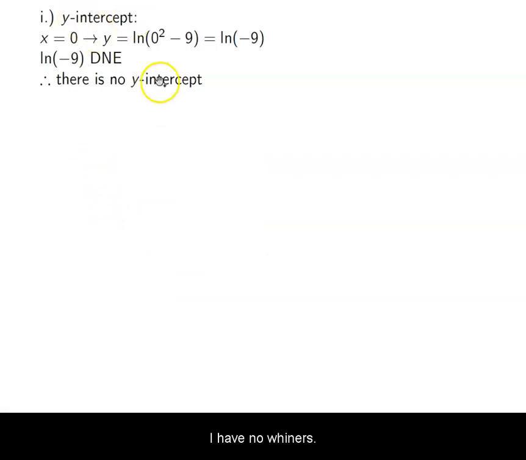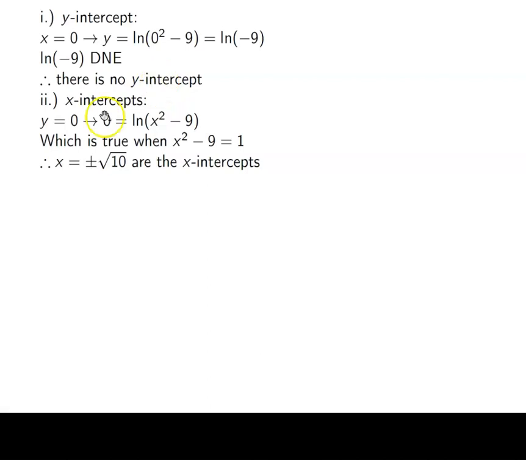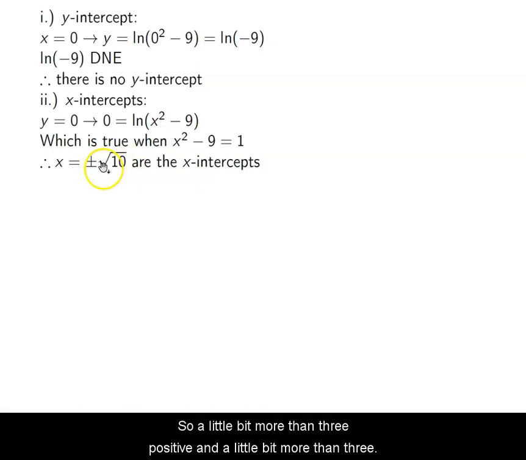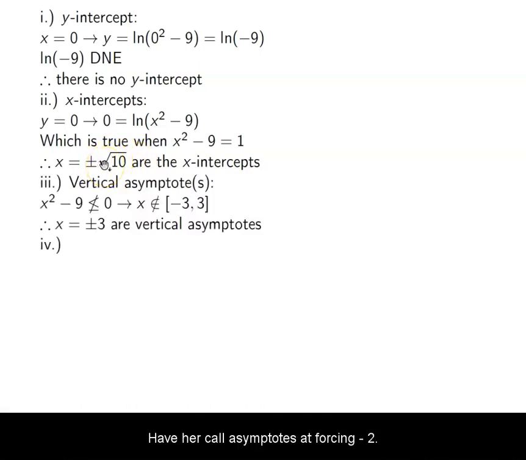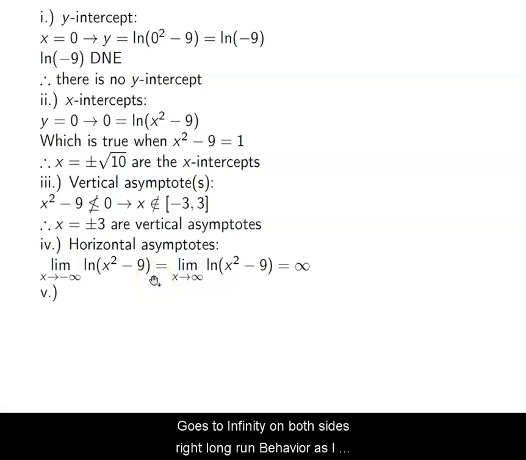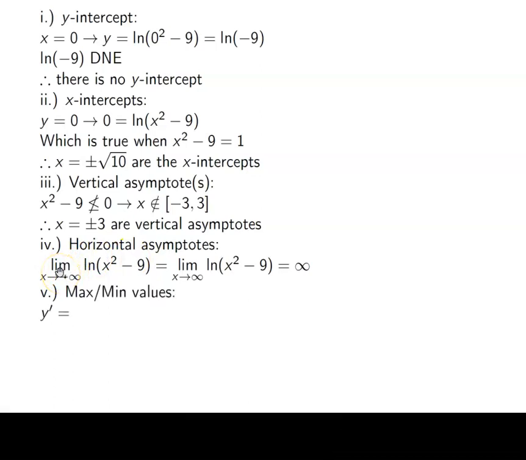I have no y-intercept. My zeros are plus or minus root 10, which is a little bit more than 3, right? Square root of 9 is 3, so square root of 10 is a little bit more than 3. So a little bit more than 3 positive and a little bit more than 3 negative. I have vertical asymptotes at plus or minus 3. My function goes to infinity on both sides, right? Long run behavior as I go to infinity and as I go to negative infinity.